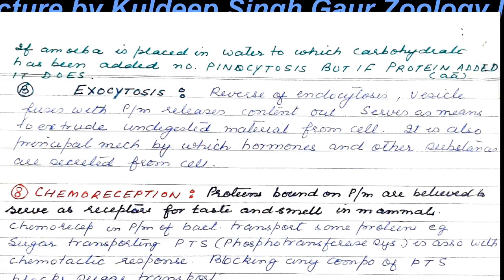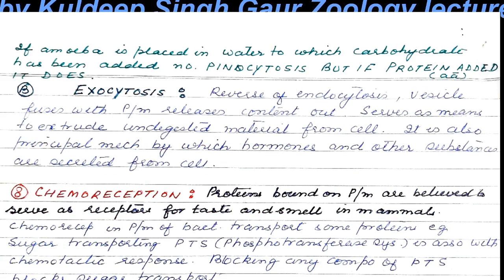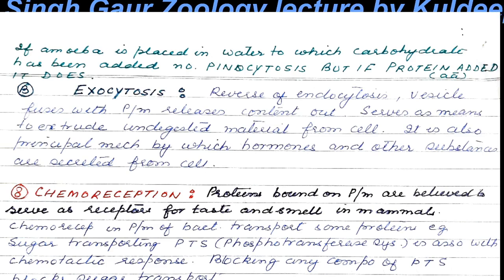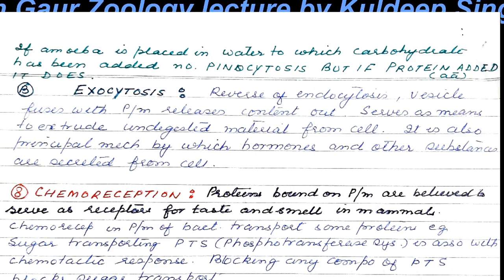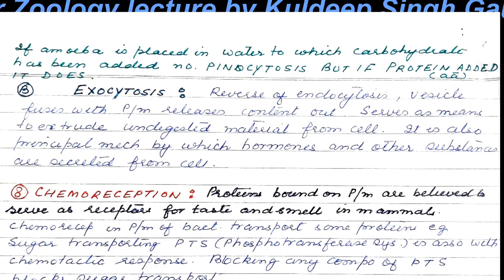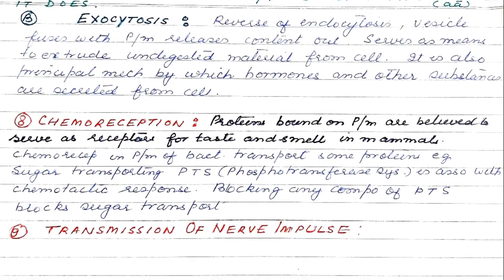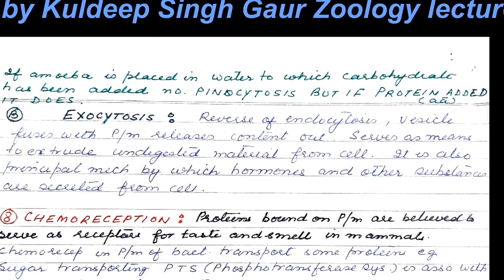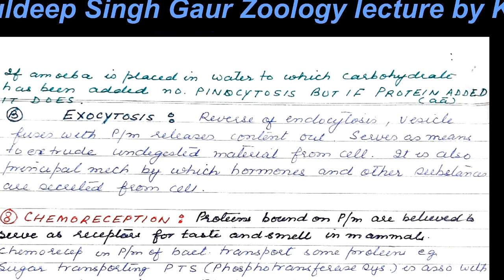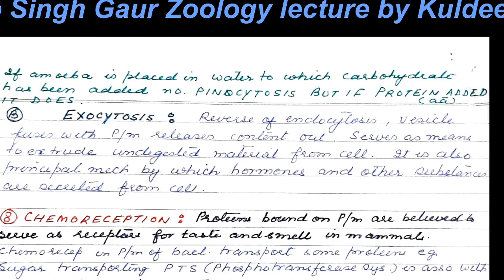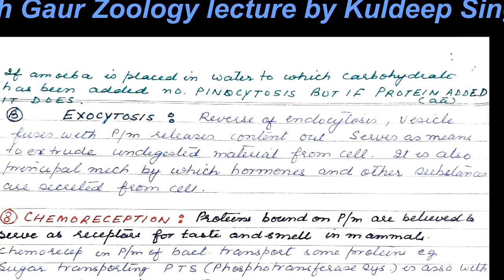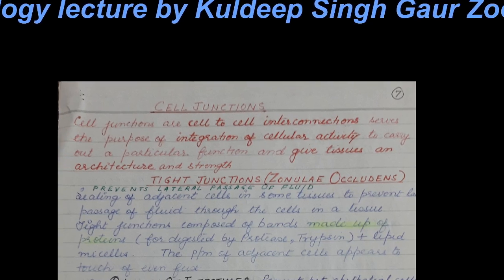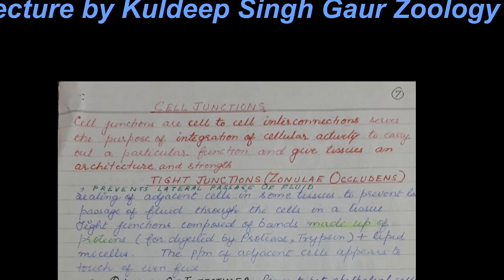Then we had studied exocytosis. Chemoreception is another important function of the plasma membrane, because receptor molecules are present on the surface of the plasma membrane. The plasma membrane of the axon, which is part of a neuron, is involved in conduction of nerve impulse. Today, students, we are going to study the cell junctions.